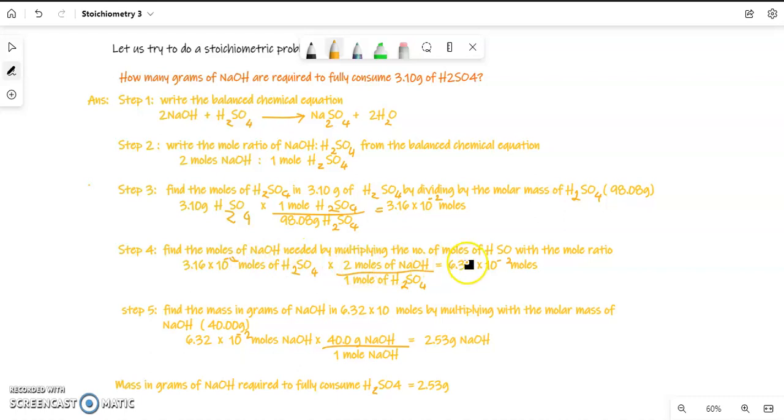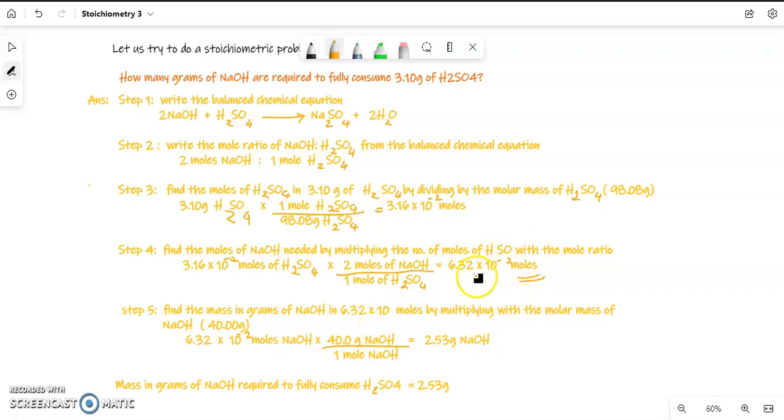Therefore, you require times 2 moles of sodium hydroxide divided by 1 mole of sulfuric acid, because the mole ratio is 2:1. So when you multiply this, you get 6.32 into 10 raised to minus 2 moles of sodium hydroxide. So now you found out the moles of sodium hydroxide that you require to exactly neutralize 3.10 grams of sulfuric acid. Now you have to convert this number of moles to the mass of sodium hydroxide.